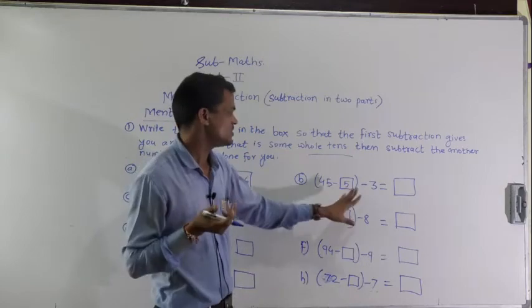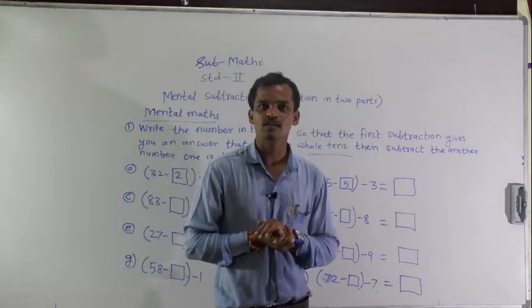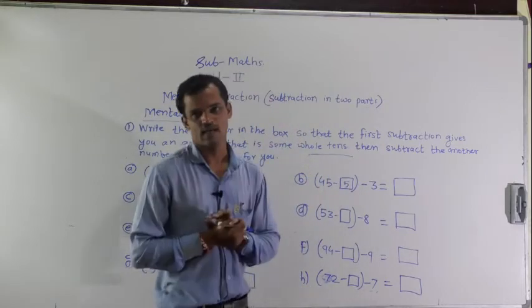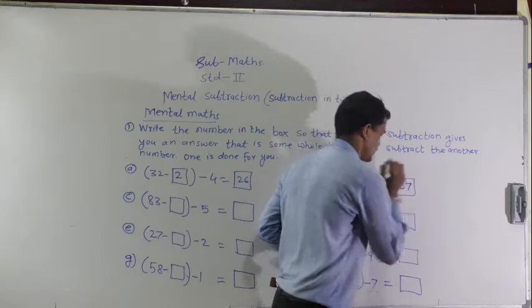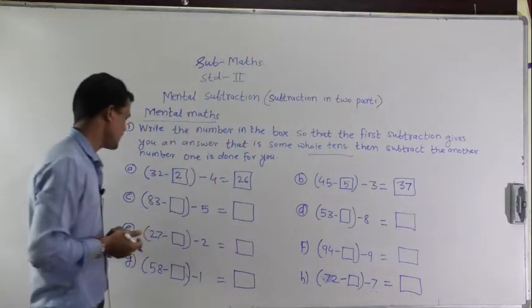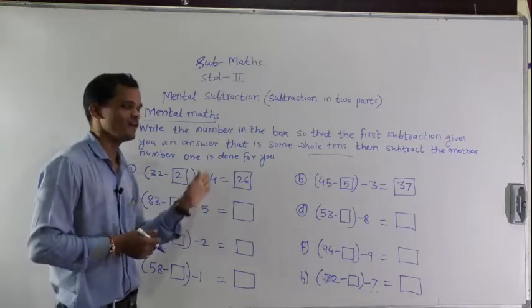Okay, so see, 40 minus 3 is 37. Okay, 37. Then next, 83 minus blank minus 5.